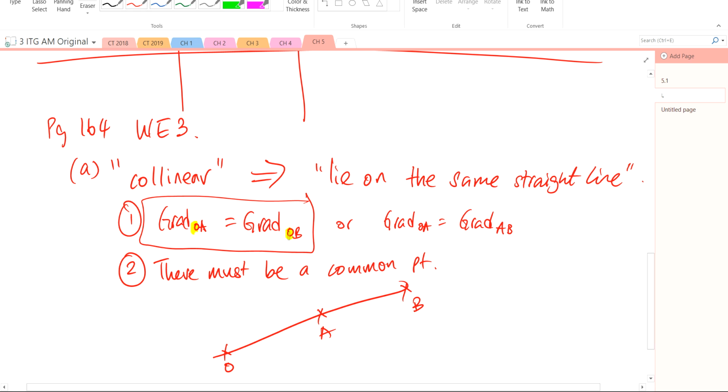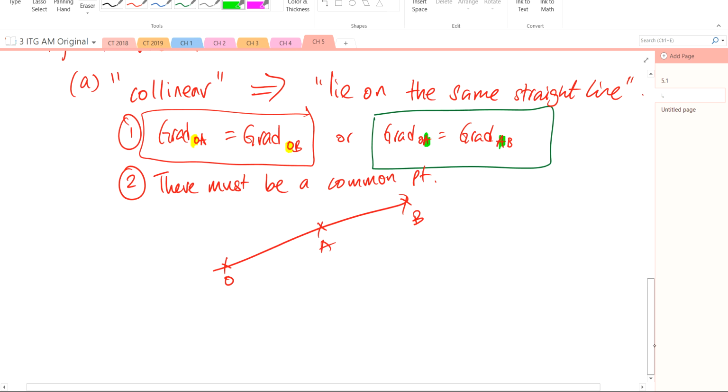If I choose to consider OA and AB, where is my common point? A. Good. But for the first one, the OA to OB, doesn't OB also pass through OA? Yes, it does. Or you should say yes, OA passes through OB. Then why is the common point not A? Why is the common point not A?